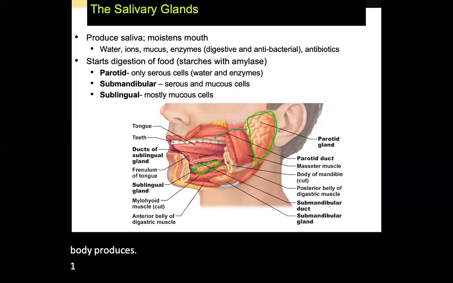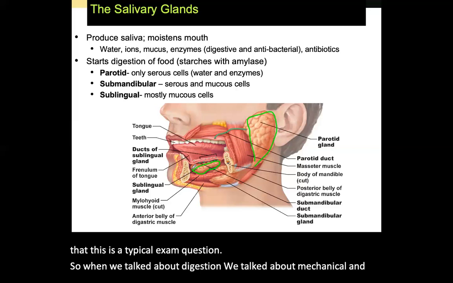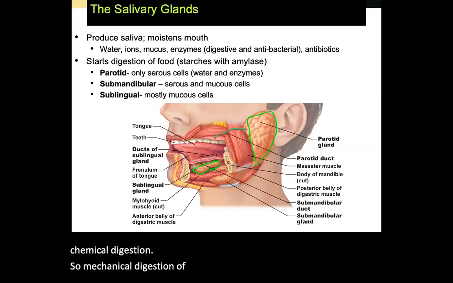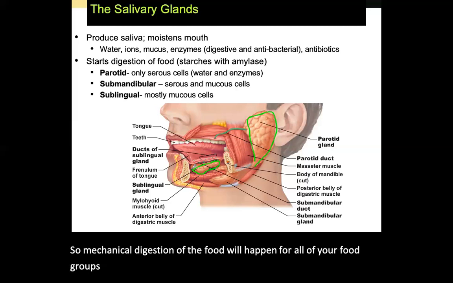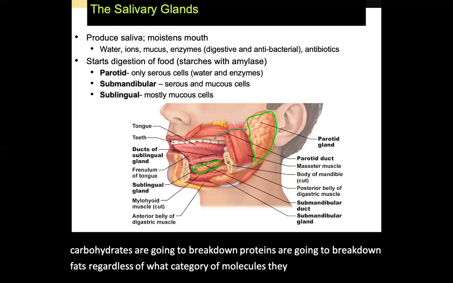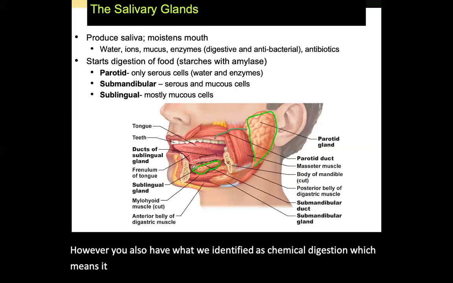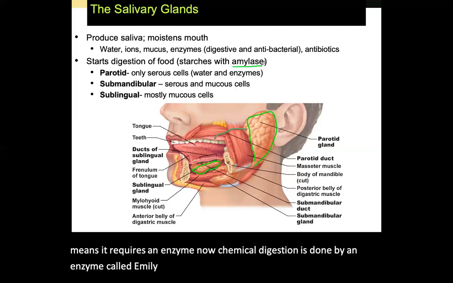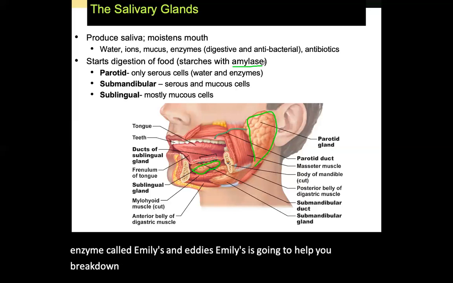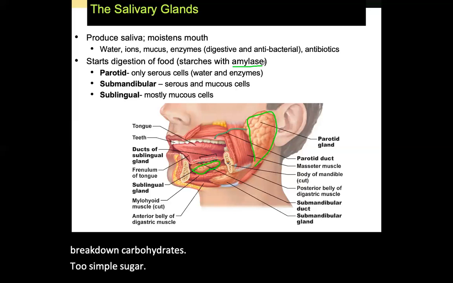One important aspect of these salivary glands and saliva, please do know that this is a typical exam question. When we talked about digestion, we talked about mechanical and chemical digestion. Mechanical digestion of the food will happen for all of your food groups, regardless of the category. So you're going to break down carbohydrates, you're going to break down proteins, you're going to break down fats, regardless of what category of molecules they belong to. However, you also have chemical digestion, which means it requires an enzyme. Chemical digestion in the mouth is done by an enzyme called amylase, and amylase is going to help you break down carbohydrates to simple sugar.